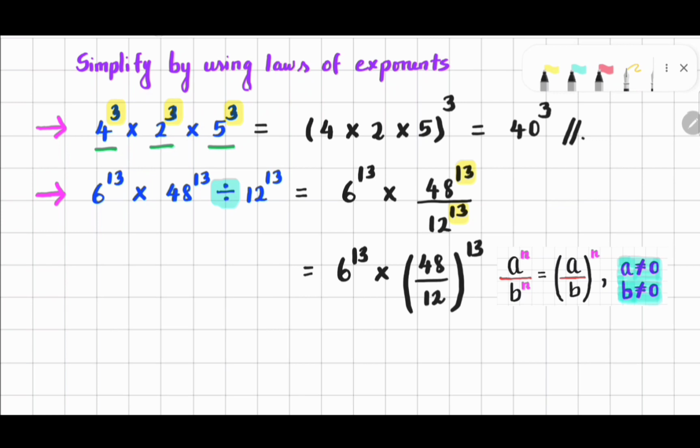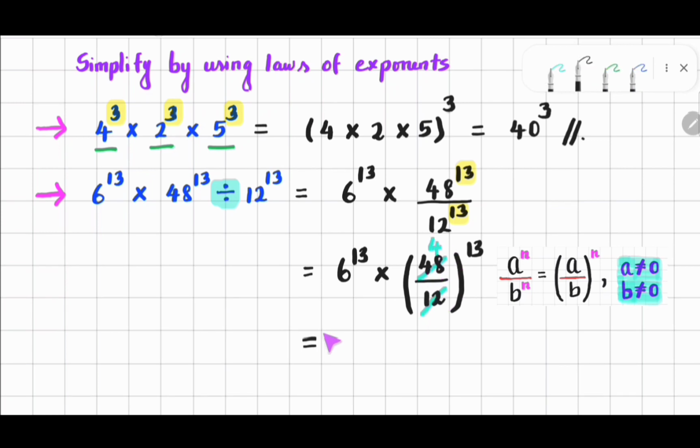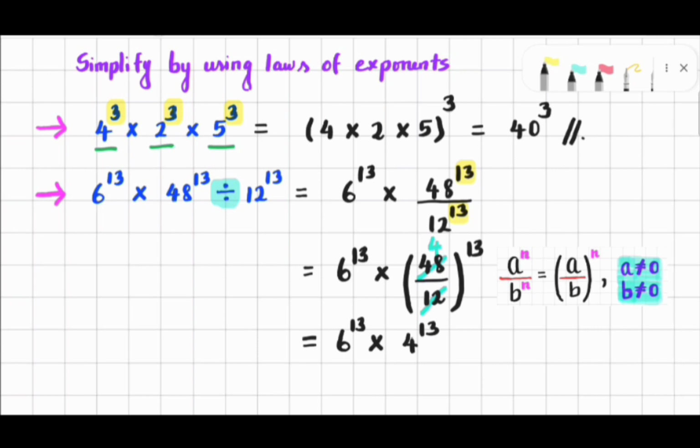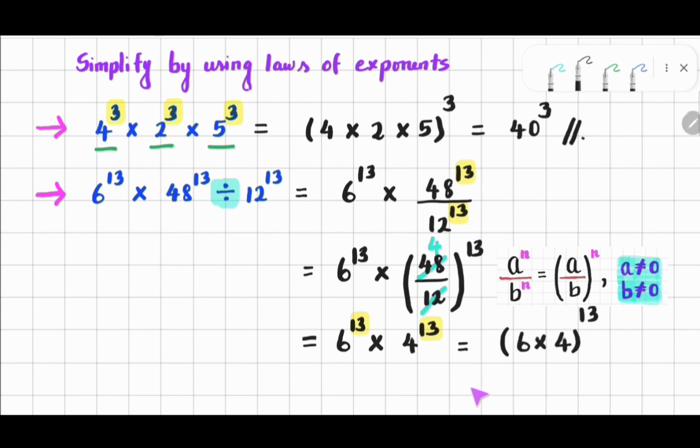Here we can cancel top 48 by bottom 12 for 4 times. By doing so, we get 6 power 13 times 4 power 13. Right now, we have multiplication of different base and same powers. So, the bases are multiplied first, right? Consequently, 6 times 4 the whole power 13, which equals 24 power 13.